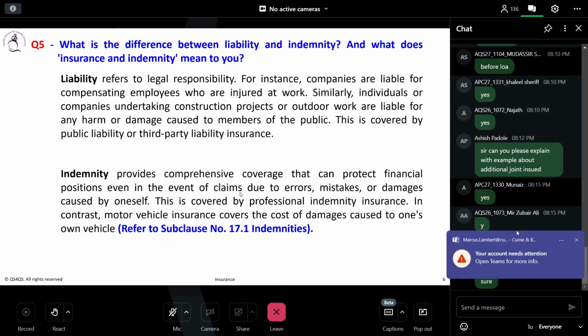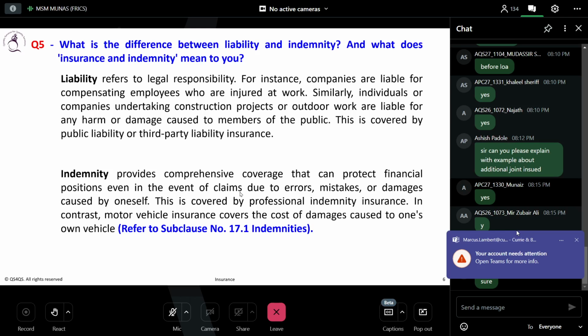Let's say you have installed some equipment, or let's say you have laid the floor tiles, and some number of tiles got damaged. So who's going to replace? Definitely the contractor must do it. It means he cannot transfer that kind of losses or damaged work to the employer.